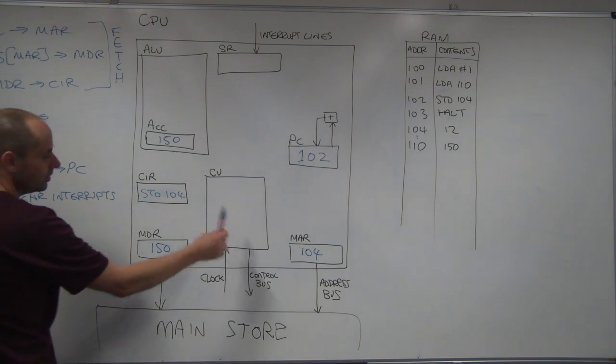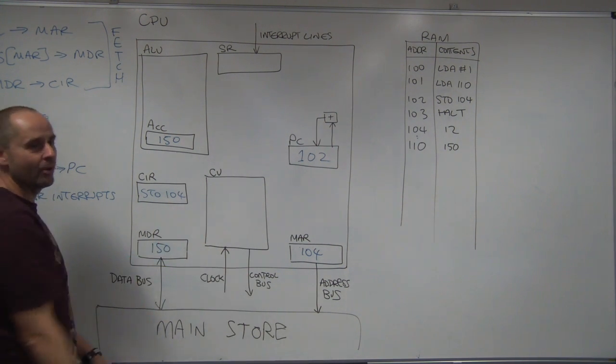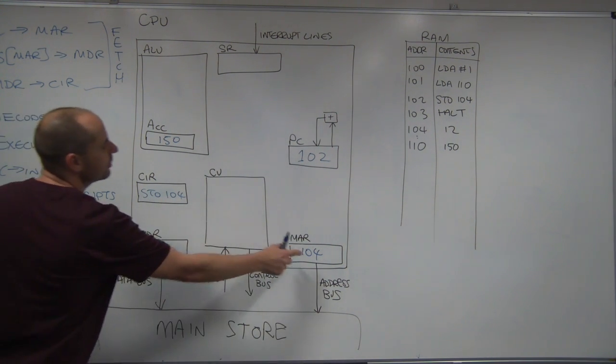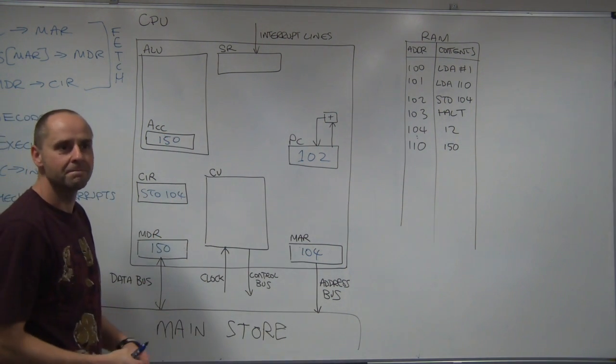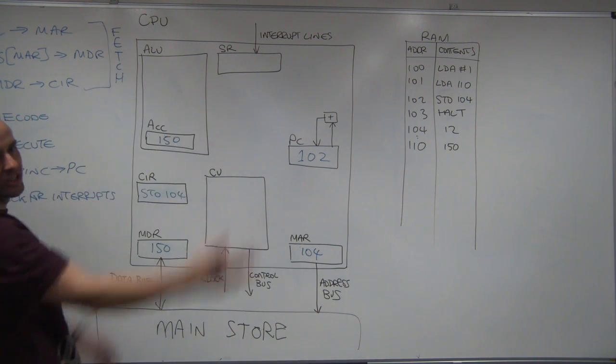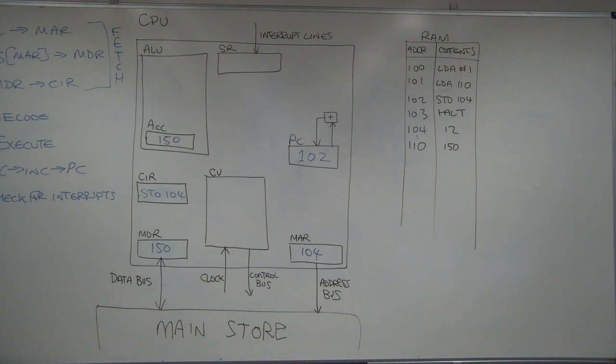So the control unit has been knocking signals about the control bus to make that value go to there, that value go to there. Remember, we don't show all the connections because it would be complicated and horrible and messy. You can find diagrams on the internet that have all the connections wired up. But you end up with lots of arrows all over the shop. And it doesn't really add to what's happening.